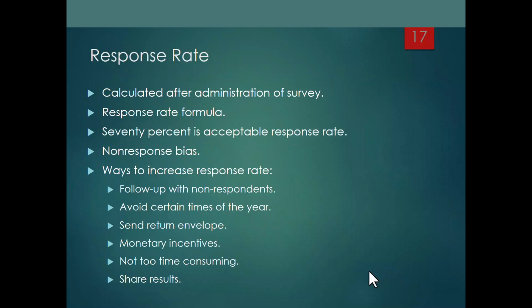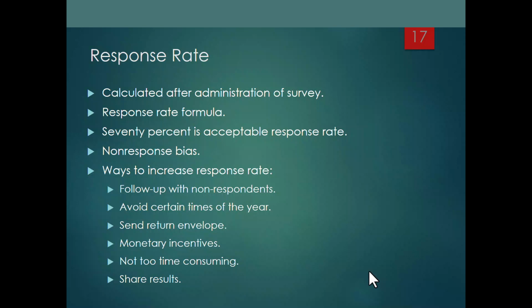The response rate should be calculated after the time for the administration of the survey is over. The response rate is obtained by dividing the number of completed surveys by the number of surveys sent out and then multiplying the result by 100. A 70% response rate is generally deemed acceptable. So researchers should determine if respondents are representative of the population, and they should assess if there are any differences between the respondents and the non-respondents on their demographic characteristics.